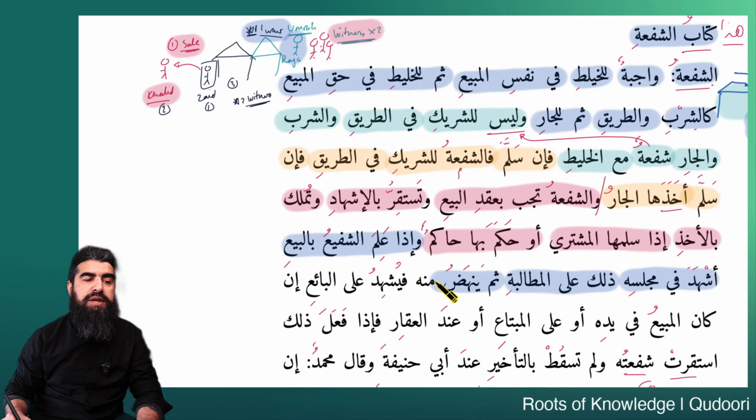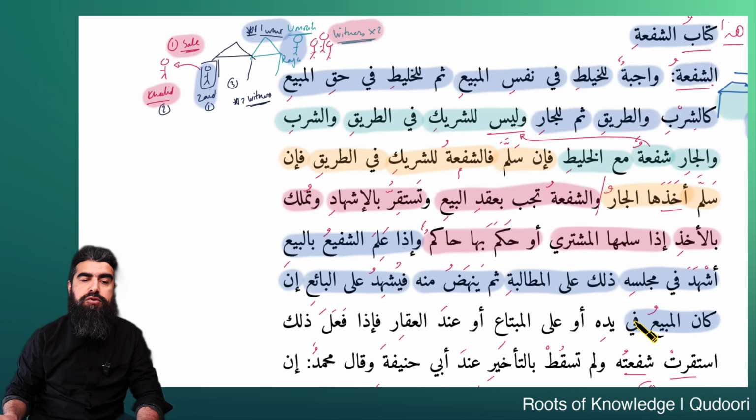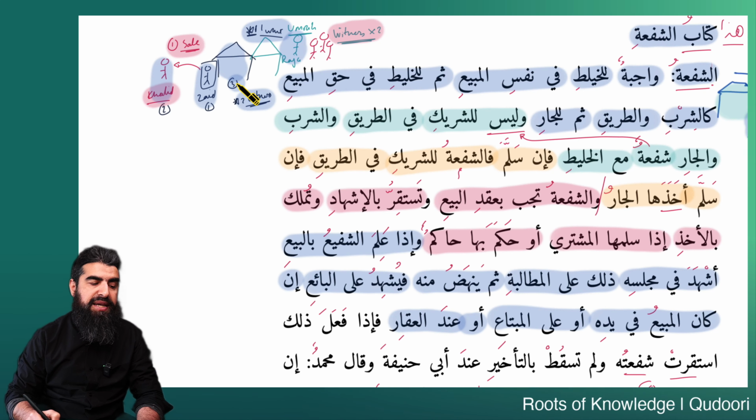ثُمَّ يَنْهَضُ مِنْهُ, then he gets up from there. فَيُشْهِدُ عَلَى الْبَائِعِ, then he goes to the seller and gives testimony in front of the seller, إِنْ كَانَ الْمَبِيعُ, if the mabi, the property, is still in his hand. So it hasn't exchanged hands yet. Or عَلَى الْمُبْتَاعِ, mubta' means the buyer, he has to go to the buyer and do the witnessing. Or if none of them are available, then he just goes to the property and makes someone witness.